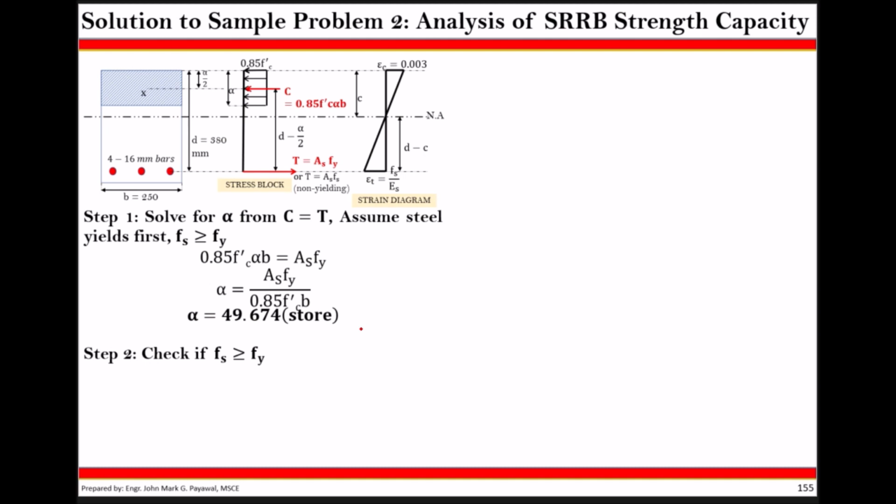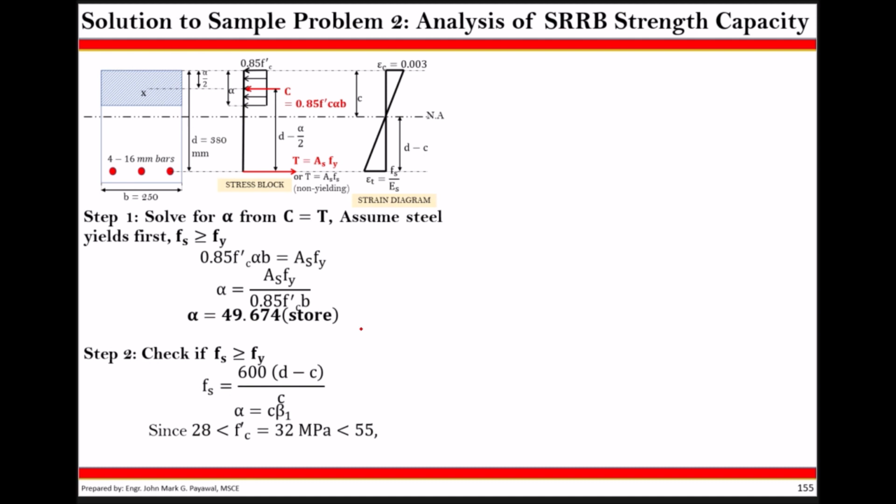Step number 2 is checking if our assumption in step number 1 is correct. We need to see if Fs is really greater than Fy. If this is the case, the working equation for F sub S is 600 times D minus C over C. Remembering that alpha is equal to C multiplied by beta 1, we can solve for C in terms of alpha and beta 1. But let's first determine the value of beta 1.